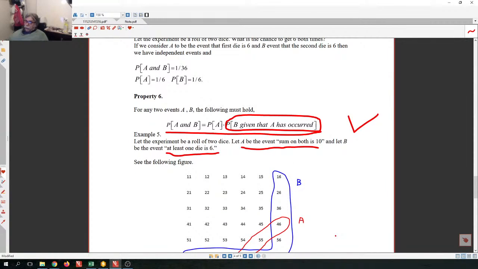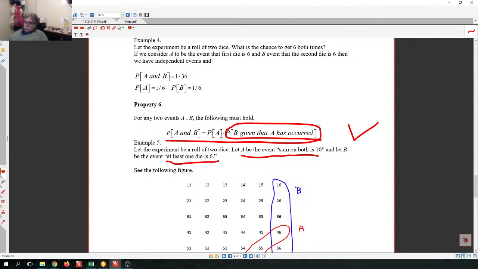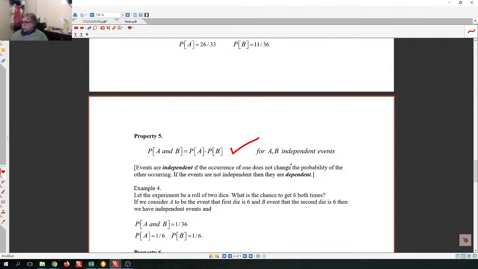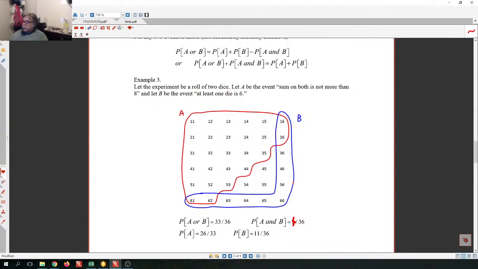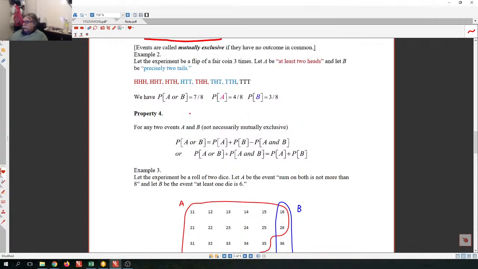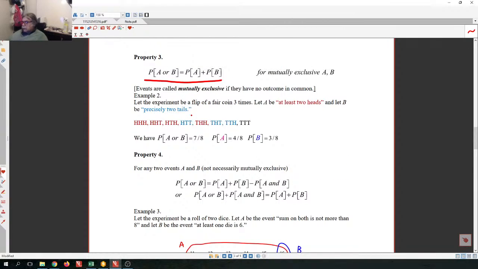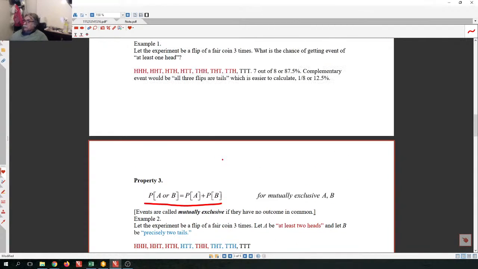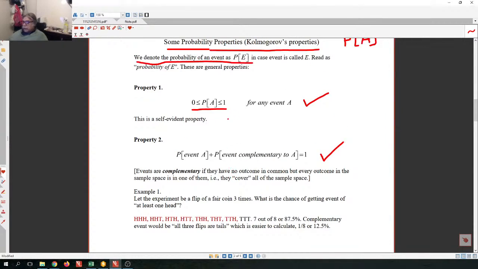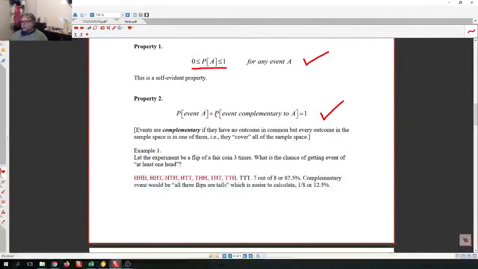So property number 6 talks about the general case, where events could be dependent. Property number 5 talks only about independent events. Property number 4 talks about any kind of events too. Property number 3 talks about events that are mutually exclusive. Property number 2 talks about events that are complementary. And property number 1 is the general notion that probability must be between 0 and 1. So you have 6 properties.